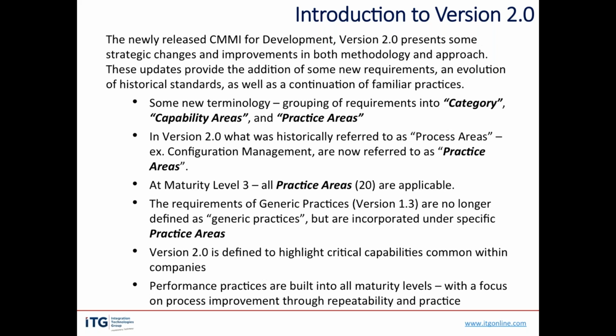Another thing with the new model is that, in comparison to the old one, the generic practices don't stand alone; they're gone. GP 2.1 through 2.10 at level 2, and GP 3.1 and 3.2 in the old model, do not stand out as separate unique requirements across all process areas. Those practices and requirements have been folded into various practice areas within the model, and we'll talk a little more about that in a couple of slides.